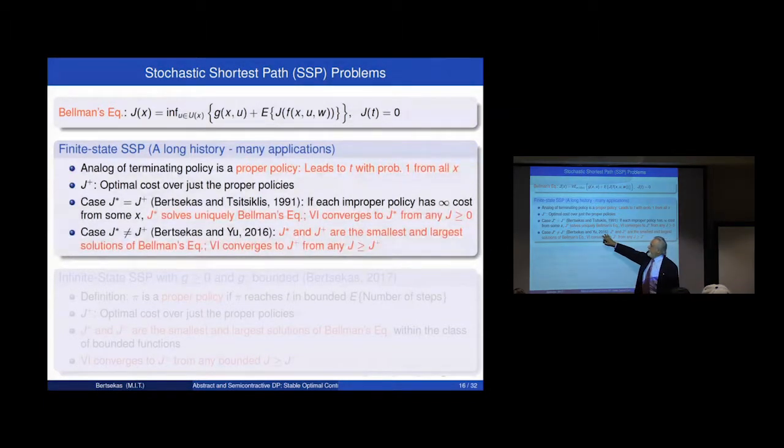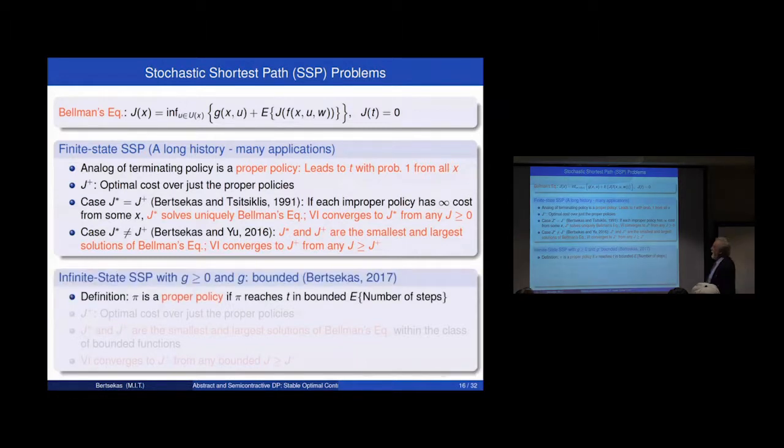Now, this case was investigated just recently in a paper with my collaborator Jenny Yu, and we showed that J star and J plus are the smallest and largest solutions of Bellman's equation. Moreover, value iteration converges to J plus starting from any J greater than J plus. Now, the case where you have an infinite number of states, there is research on that, and the latest is a paper that I've written a few months ago. The theory is not as powerful as for the finite state case. It involves some assumptions that correspond to boundedness of some cost.